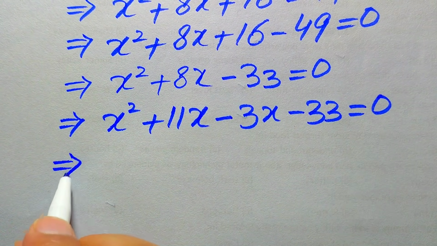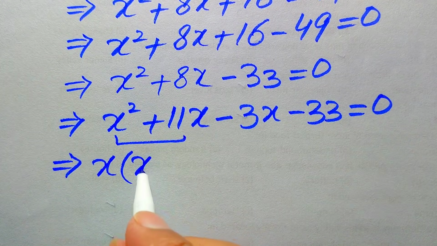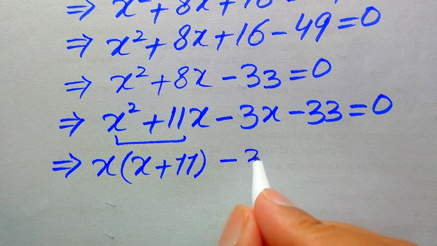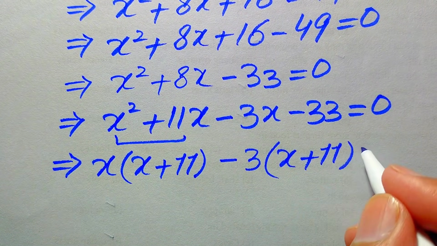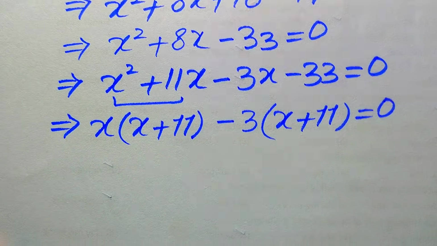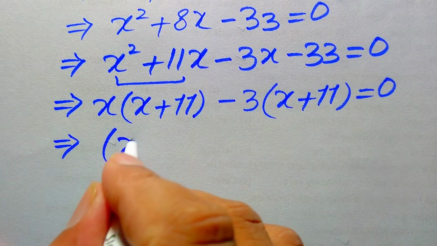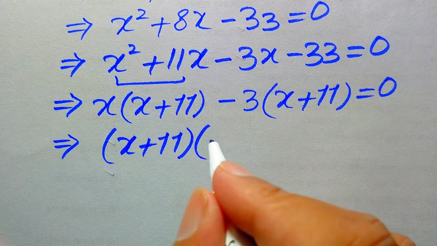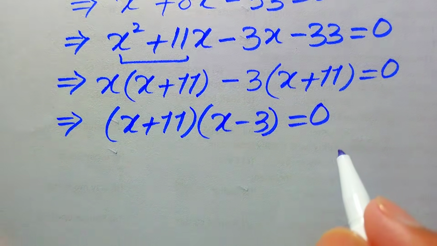And further in the next step we take common x from the first two terms, and when we take common x the remaining factor is x + 11, and from here we take common −3 and the remaining factor is x + 11, and this whole equation equals 0. Further we take common x + 11 from here, and the remaining factor is x − 3 = 0.